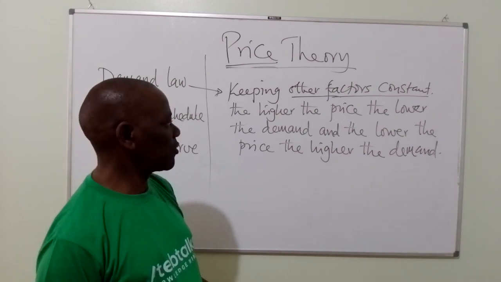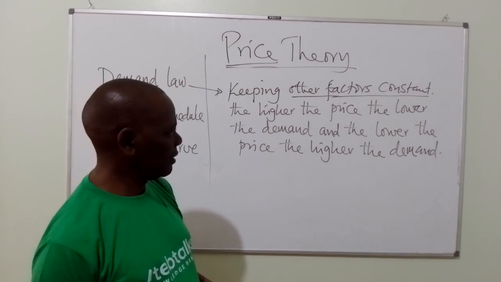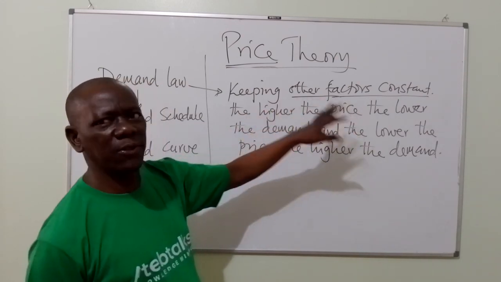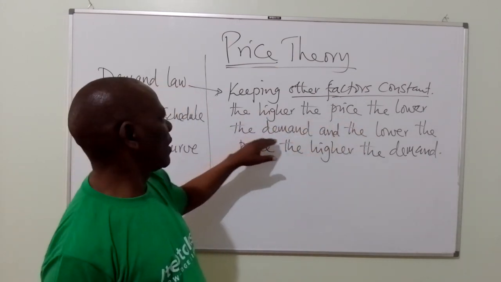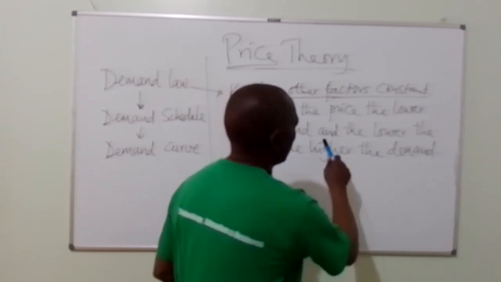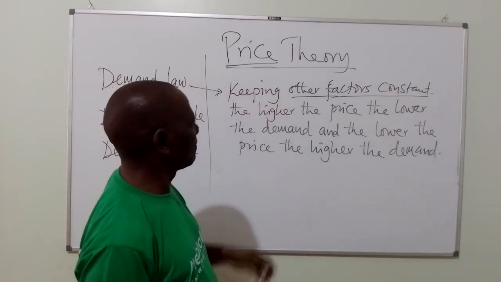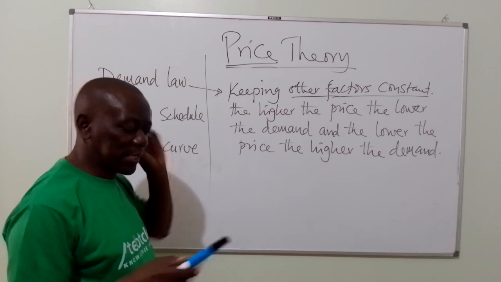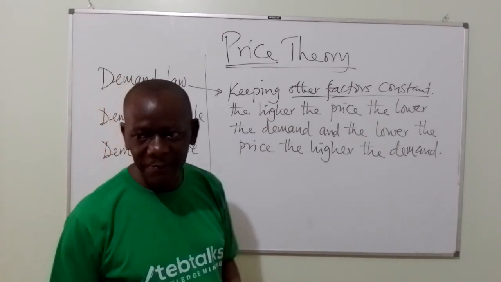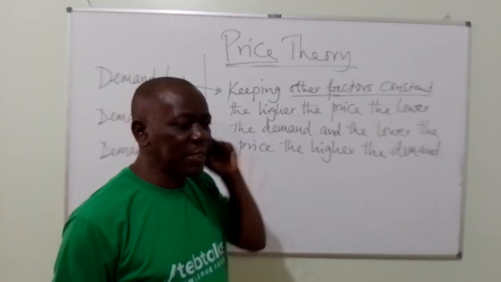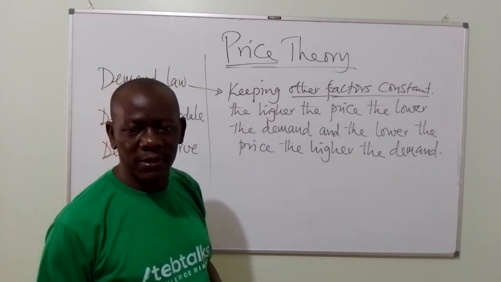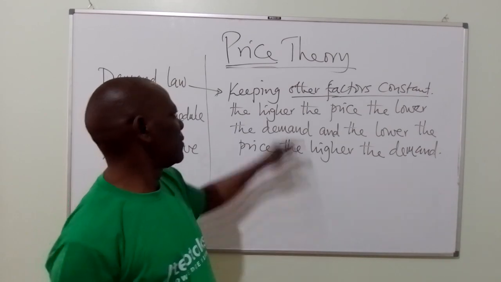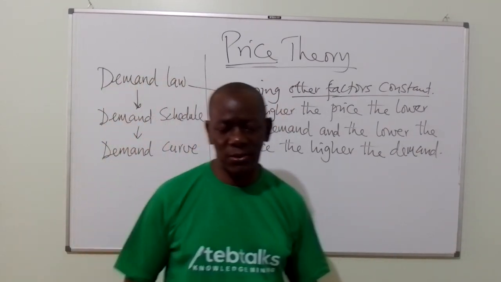Some students or some scholars would wish to summarize, to be brief. Once they reach here, they say, keeping other factors constant, the higher the price, the lower the demand, and vice versa. To save either ink or time, but the moment you don't state it in full, then it is not a demand law. It is as if you are telling the reader to stop and think of the reverse, the vice versa. No, the law is stated in full. The law says, keeping other factors constant.